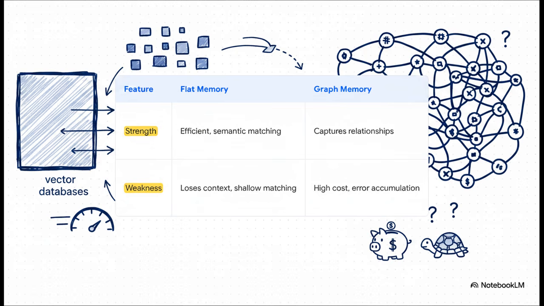Then, on the other side, you have graph memory, knowledge graphs. Now, these are amazing at capturing how things relate to each other. The catch? They're crazy expensive. They're slow, and they're honestly pretty fragile and easy to mess up. It's this classic dilemma. Do you want speed or do you want intelligence?